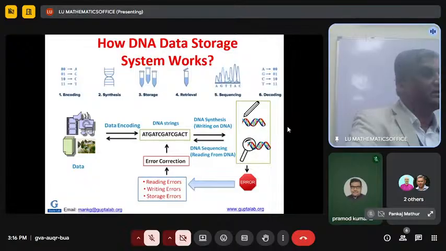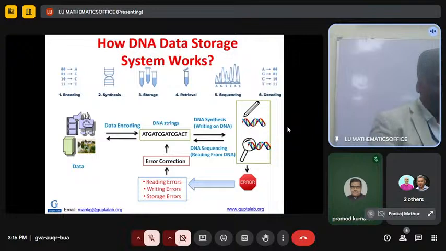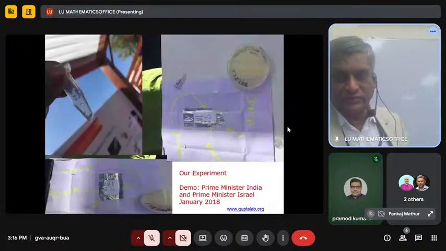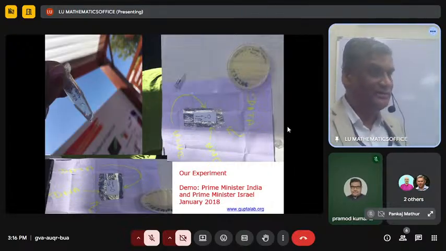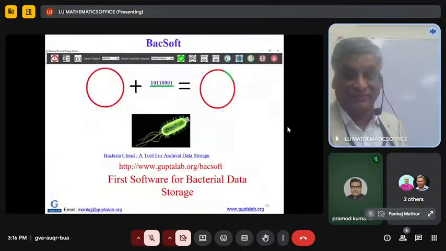There is another company in Europe, BioMemory, developing this tool, and we are contributing even to the standard for JPEG, JPG images for DNA. They have developed it, and I have contributed there, also to ISO. Here we have done a demonstration to the Prime Minister by storing data into DNA. This is January 2018. We have our software Backsoft for storing data into bacteria.